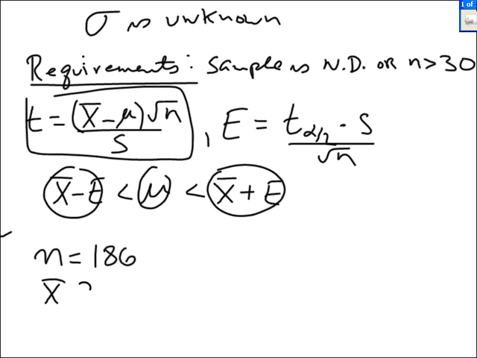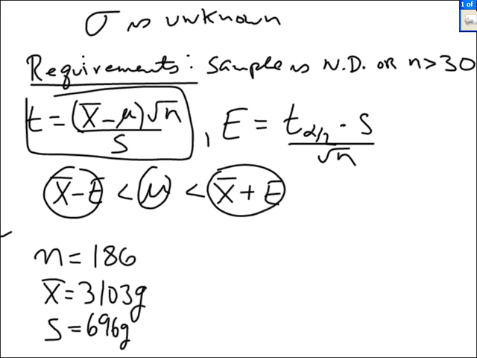Had a mean of 3,103 grams. So you take a random sample of 186 babies, and you record their birth weights. And the average turned out to be 3,103 grams. With the standard deviation, so that's the sample standard deviation, of 696 grams.